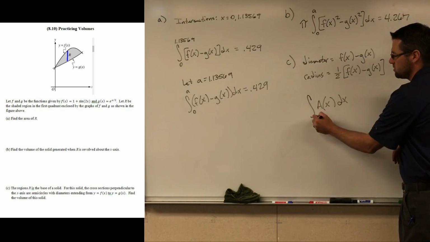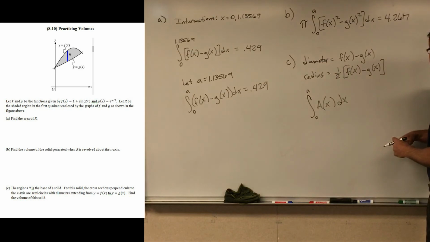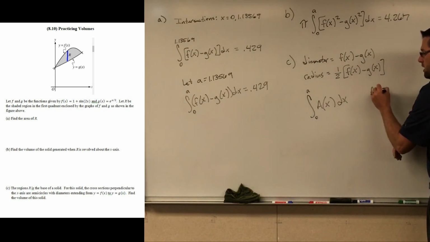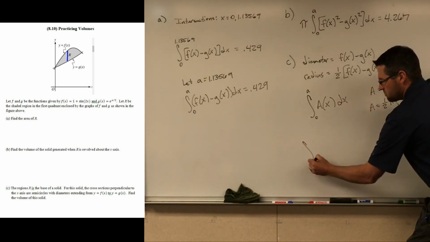Well, we know the limits. The limits are 0 to a again, right? What's the area of these objects? So area equals 1/2 pi r squared. Agreed? But we know what r is. So area equals 1/2 of pi times 1/2 of f of x minus g of x, squared. You guys okay with that? This is your radius squared, times 1/2 pi. You okay with that? So now this is going to be the integral from 0 to a.